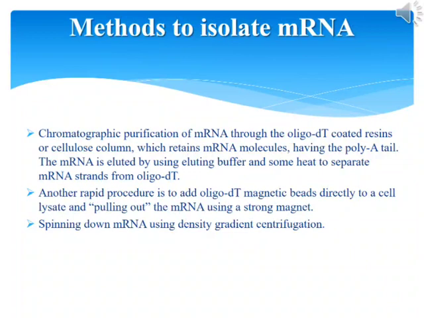Or lysing cells and then preparing mRNA ribosome complex on sucrose gradient by density gradient centrifugation can also be done to isolate mRNA. This method is used in those cases where poly A tail is not formed.